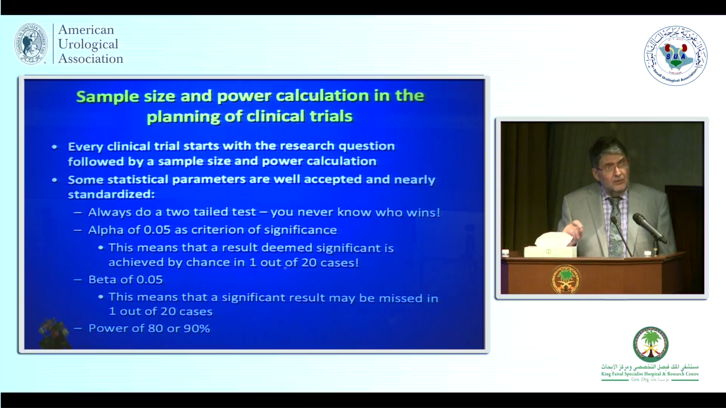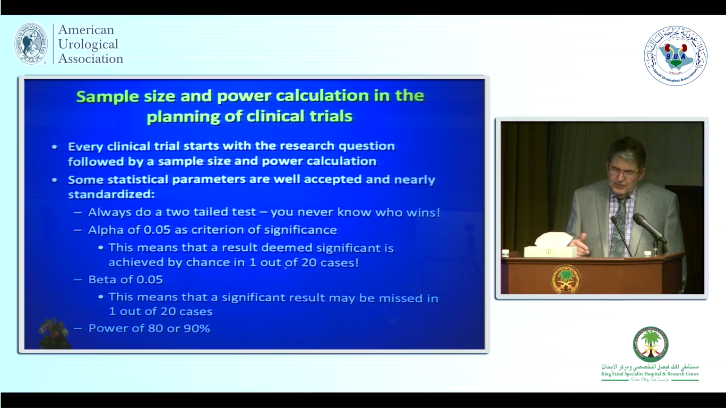There's also a corollary to that, it's called the beta. The beta also is 0.05, meaning that a significant result could have been missed in 1 out of 20 cases. So this is important because this is just a convention. Statisticians have agreed on that and clinicians have bought onto that. And we'll tell a little story.